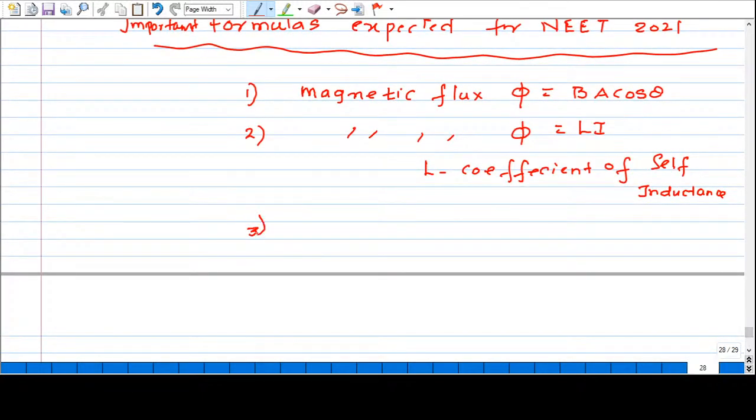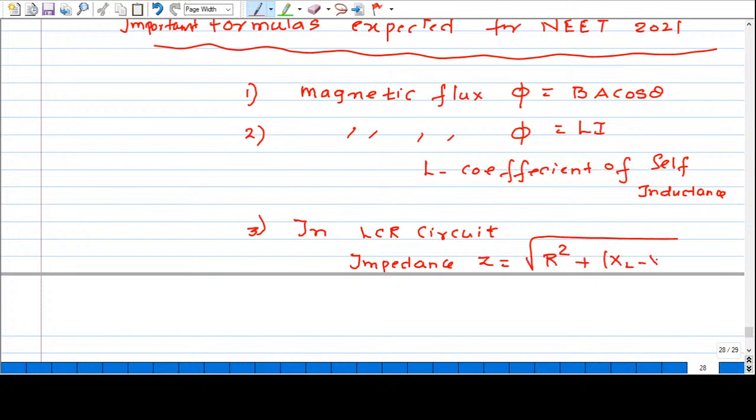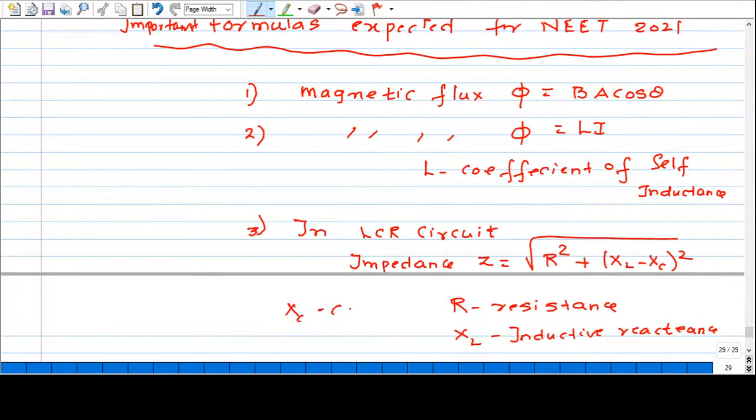Next, formula number 3. In LCR circuit, impedance Z is equal to root of R square plus XL minus XC the whole square. R is called resistance and XL is called inductive reactance. And XC is called capacitive reactance.